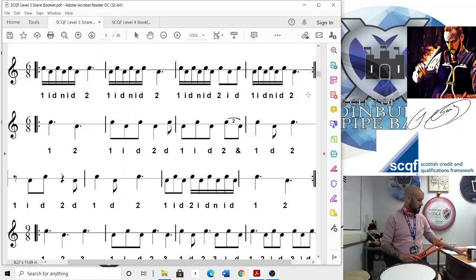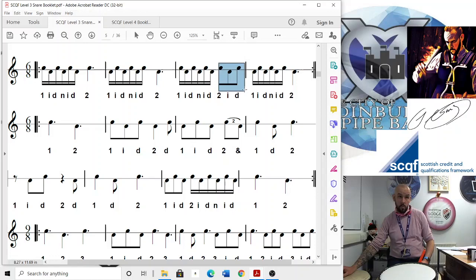So the hardest bit about that line, I feel, is stretching those quavers. Two a day. Okay, so when you get to that, be aware you need to chill out a little bit. Right, try that line once more with a repeat.